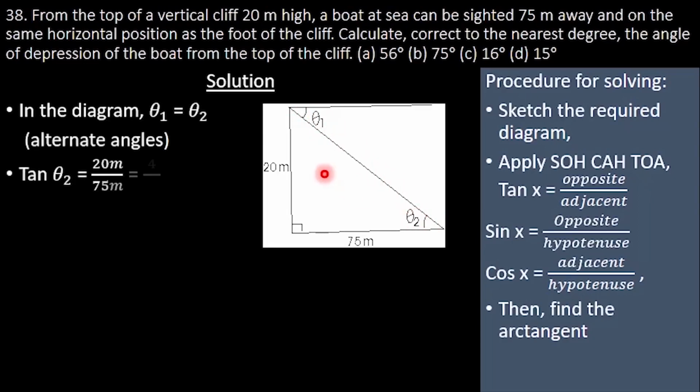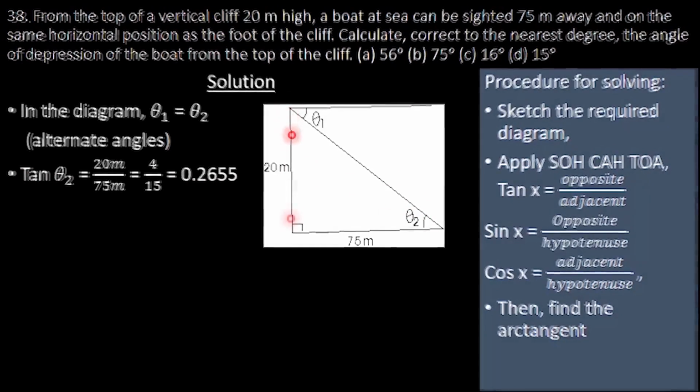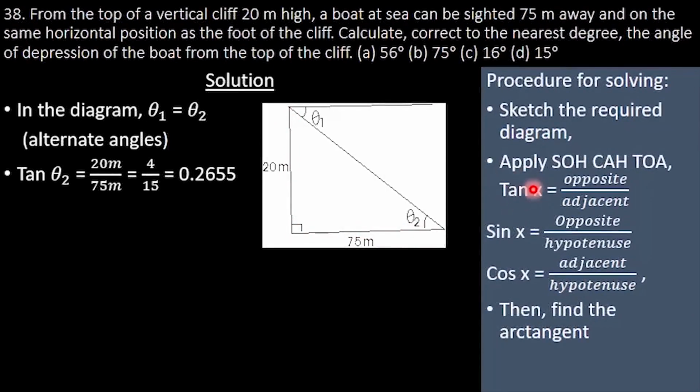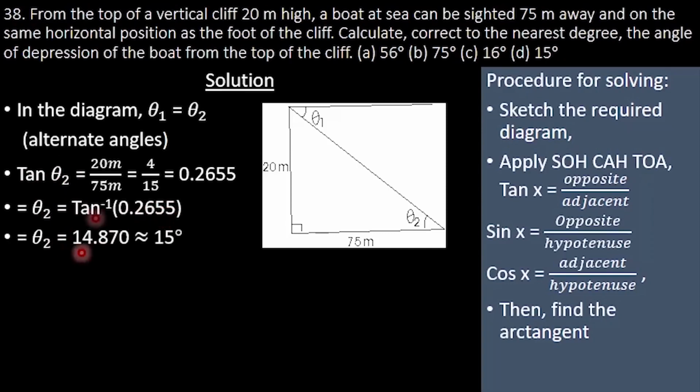We apply SOHCAHTOA. Don't forget that we have an opposite and an adjacent. Therefore, we are going to apply tan S, which uses opposite and adjacent. We now have tan theta 2 is equal to opposite 20 meters over adjacent 75 meters, which in its lowest terms is 4 over 15, which is equal to 0.2655. For us to get our theta 2, we need to find the arctan of 0.2655. Now theta 2 is equal to 14.870. When you approximate this to the nearest degree, we have 15 degrees.